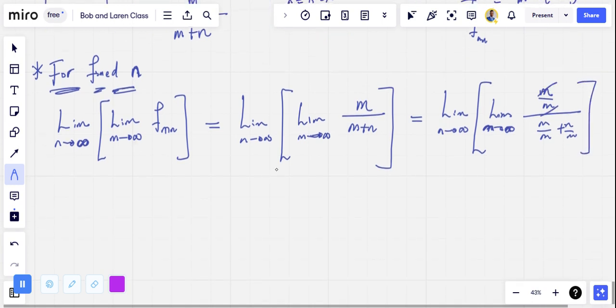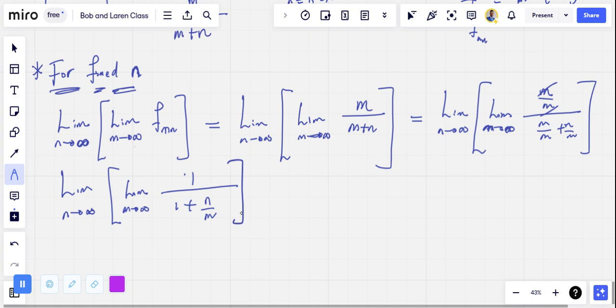If this m cancels this m, I will have 1. Remember that I still have n fixed outside the bracket. So I'll be left with, inside the bracket, the limit as m tends to infinity of 1 over 1 plus n over m. If I now insert m equals infinity, what am I going to have? I will have 1 plus n over infinity.